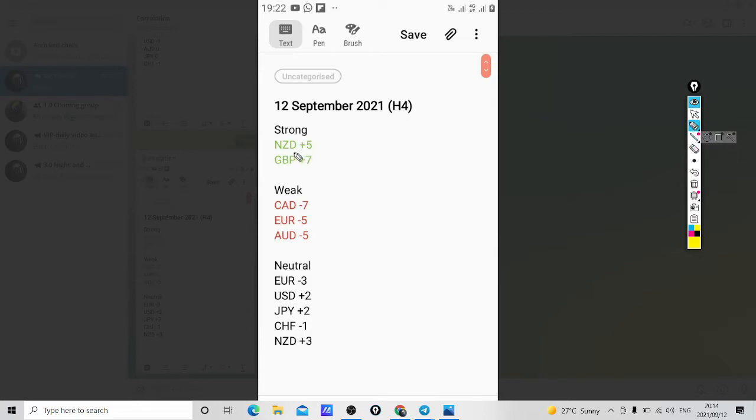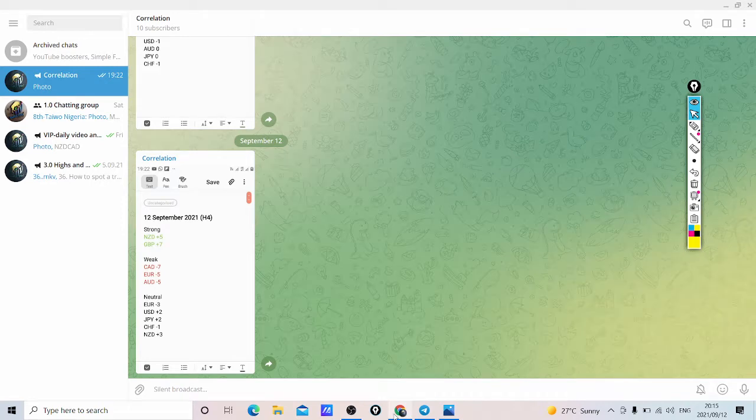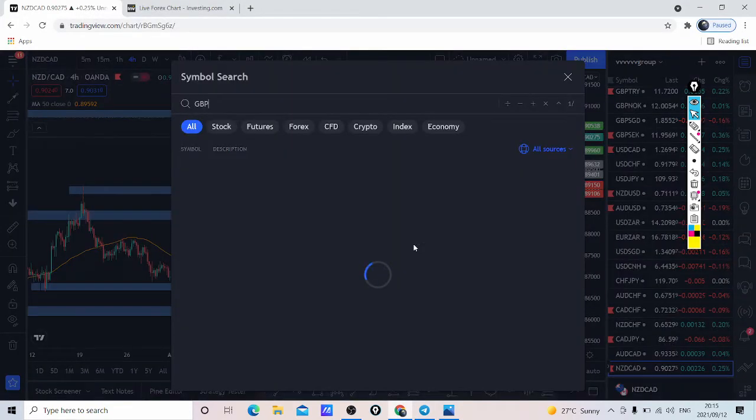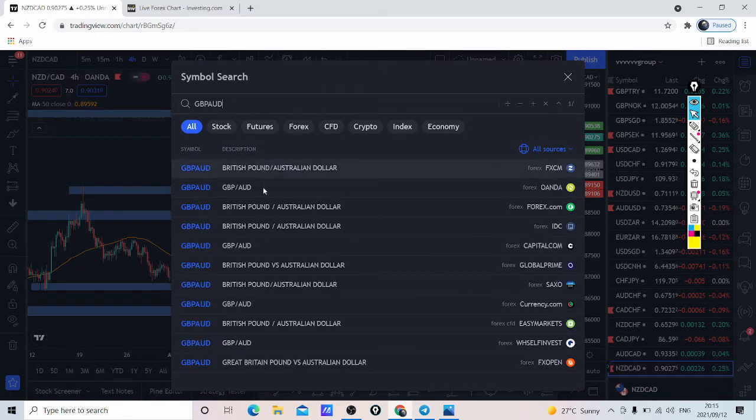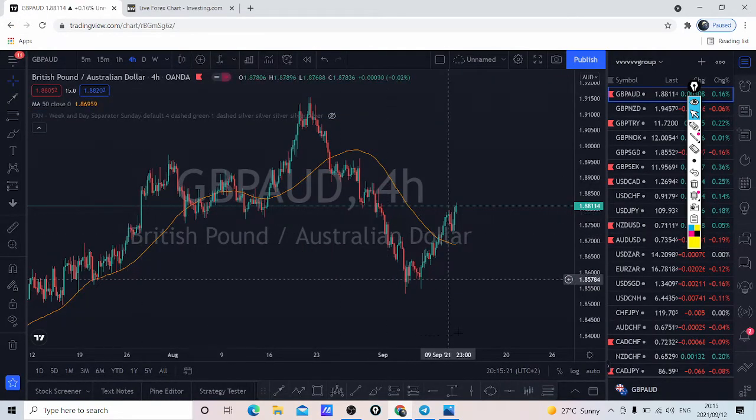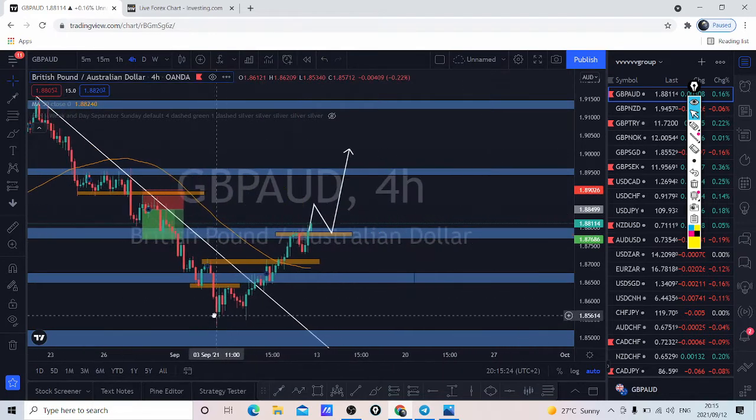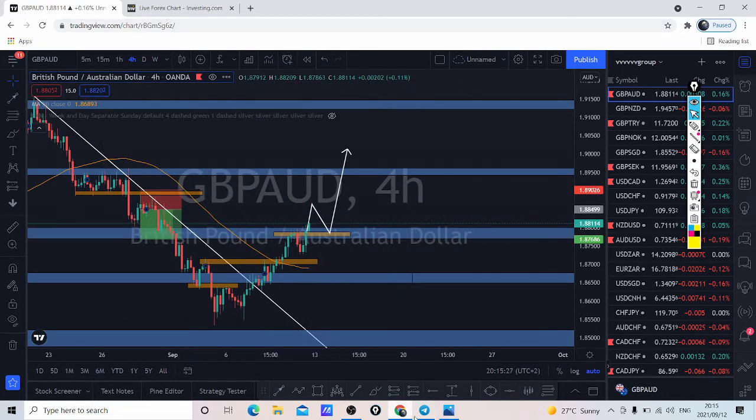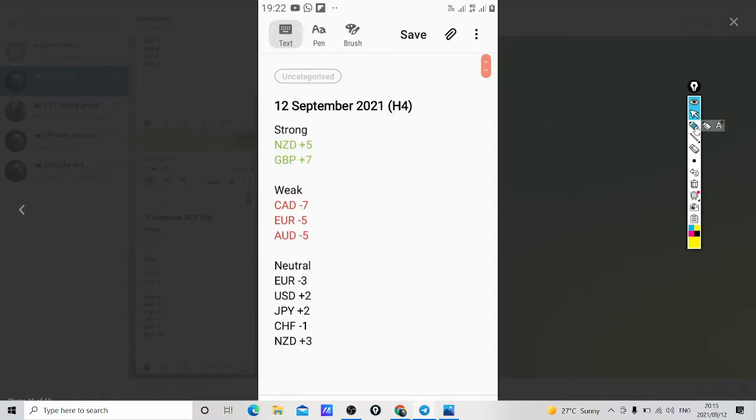Okay, let's pair GBP and maybe AUD. GBP AUD. So GBP AUD, currently we are buying because GBP is strong. GBP is strong with +7, which is very big. GBP is pushing up with +7, and then AUD is pushing down with -5, which is very good.